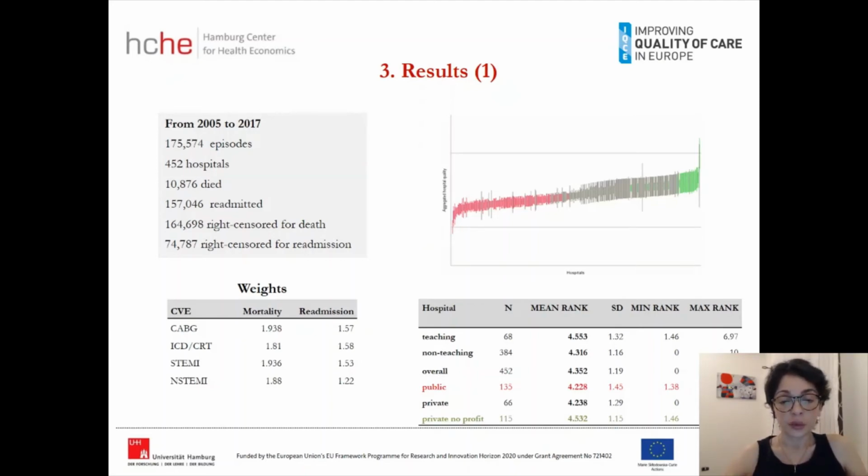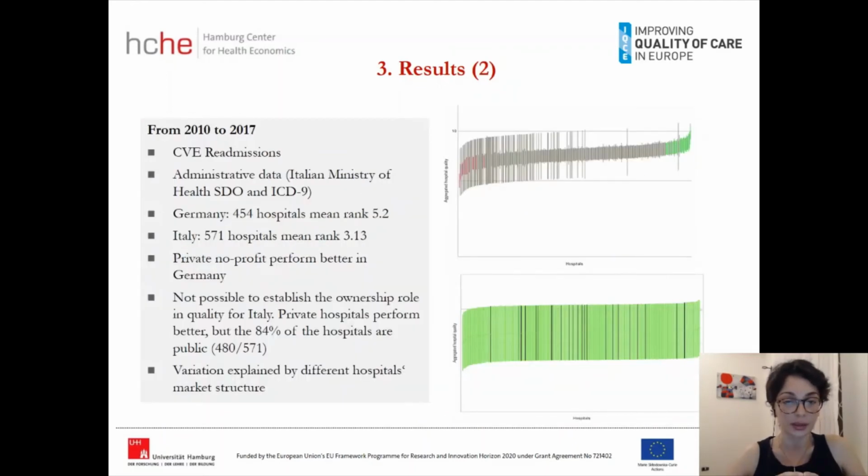So on the right side you can see the hospital plots, in red the poor performers, and in green the highest performers. Overall teaching hospitals performed better than non-teaching hospitals. The mean rank was 4.35. Public hospitals apparently are the worst performers, and private not-for-profit are the best hospital performers in Germany.